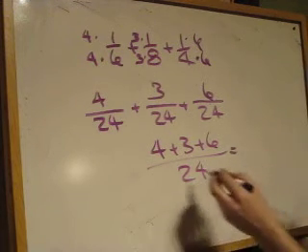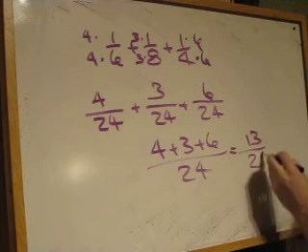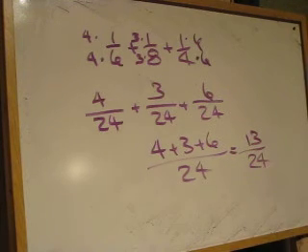So we add our numerators. 4 plus 3 is 7, plus 6 is 13 over 24. And we're good to go on that one.